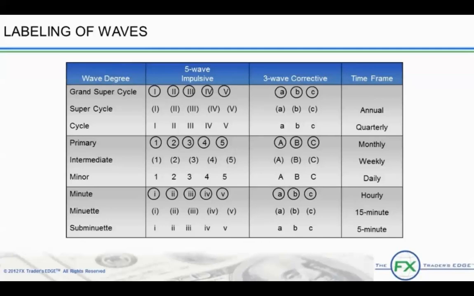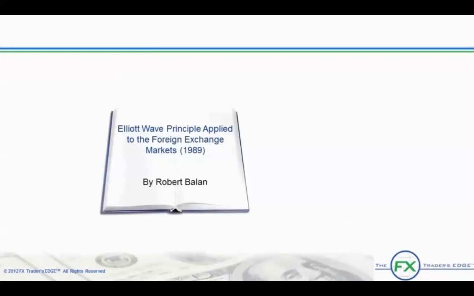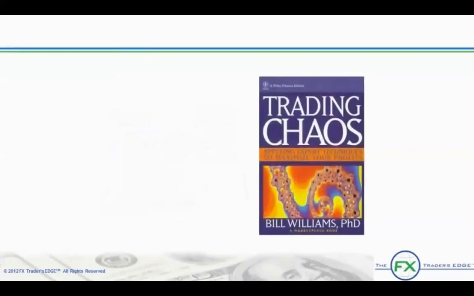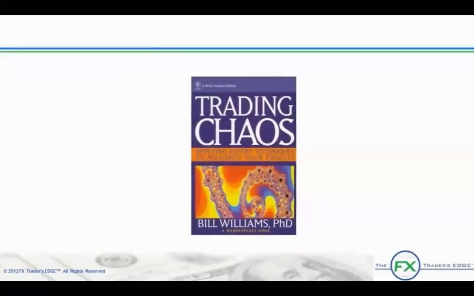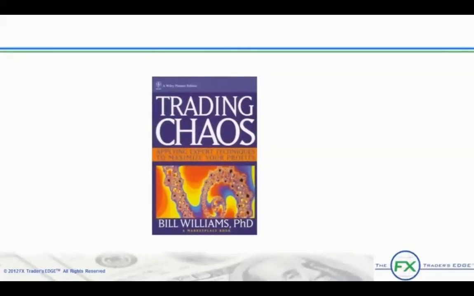Just a quick observation on counting and labeling waves. It is more important to know whether we are in a 5 or a 3 wave sequence than to know exactly how to label the move. I first saw a version of the Elliott wave trading plan in Robert Beckman's Elliott Wave Principle Applied to the Foreign Exchange Markets, written in 1989. Bill Williams renamed it Profitunity Plan Trading in his Trading Chaos book, published in 1995.